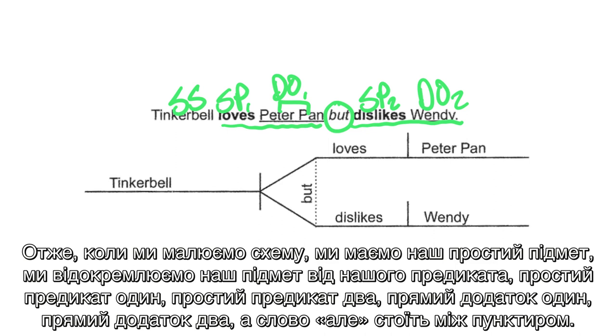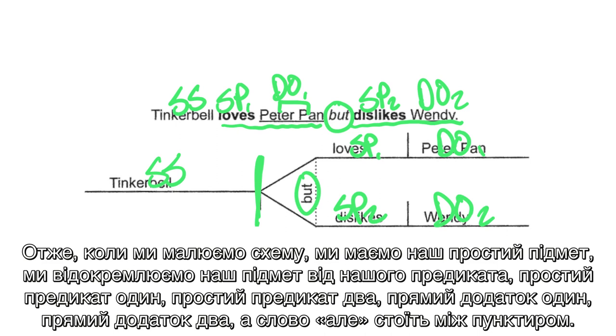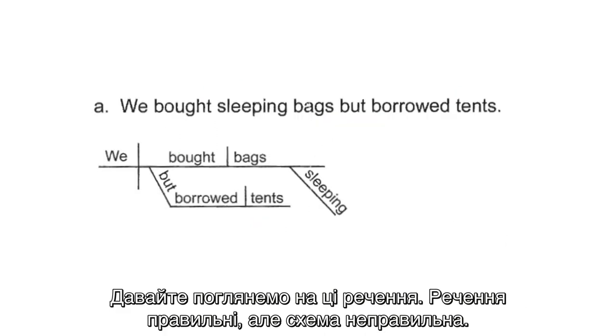So when we diagram, we have our simple subject. We separate our subject from our predicate. Simple predicate one, simple predicate two, direct object one, direct object two, and the word but goes in between on the dotted line. Let's take a look at these sentences. The sentences are correct, but the diagram is incorrect.